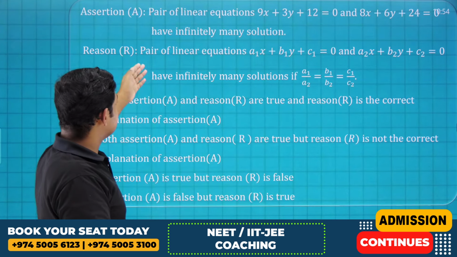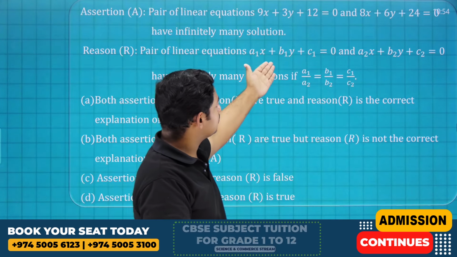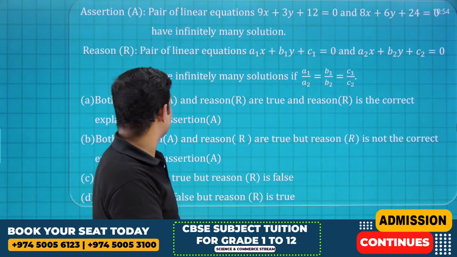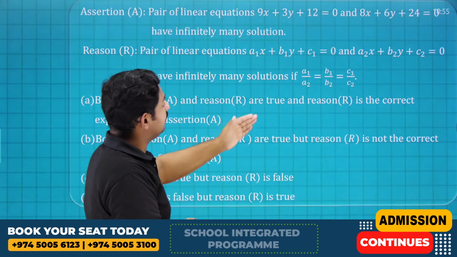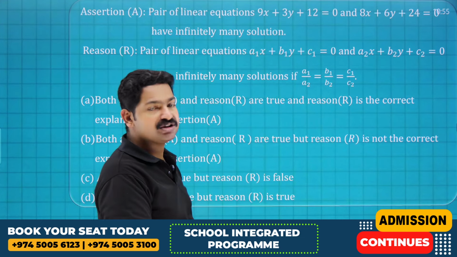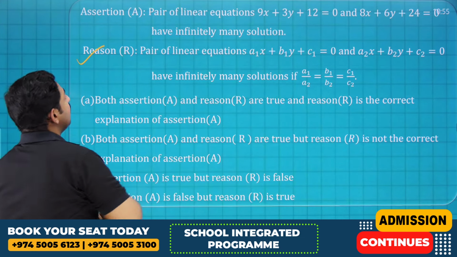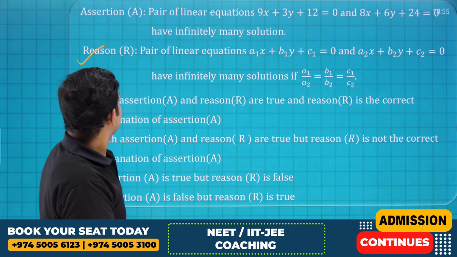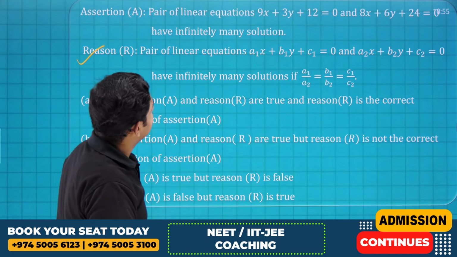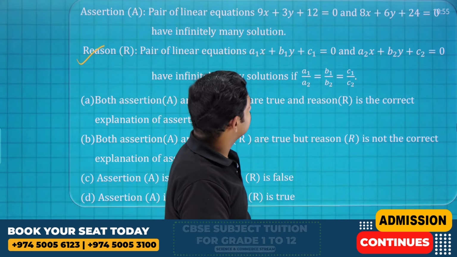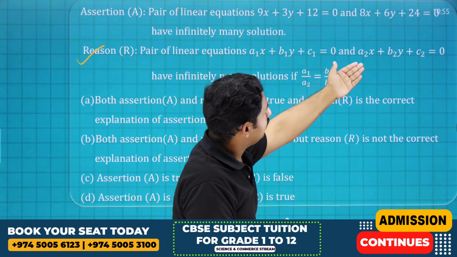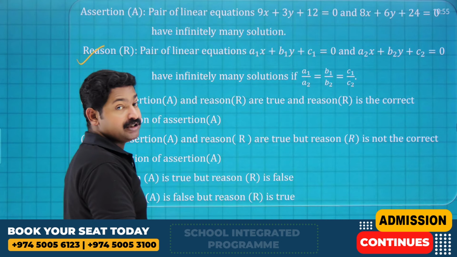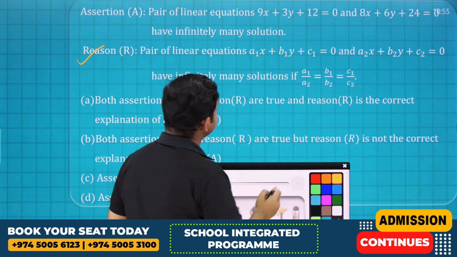So first of all, I am reading the reason, that is, the pair of linear equations a1x plus b1y plus c1 equal to 0 and a2x plus b2y plus c2 equal to 0 have infinitely many solutions if a1 by a2 equal to b1 by b2 equal to c1 by c2. That is absolutely true. So it's true, which means we need to check the assertion also. The pair of linear equations 9x plus 3y plus 12 equal to 0 and 8x plus 6y plus 24 equal to 0 have infinitely many solutions. So we can check.